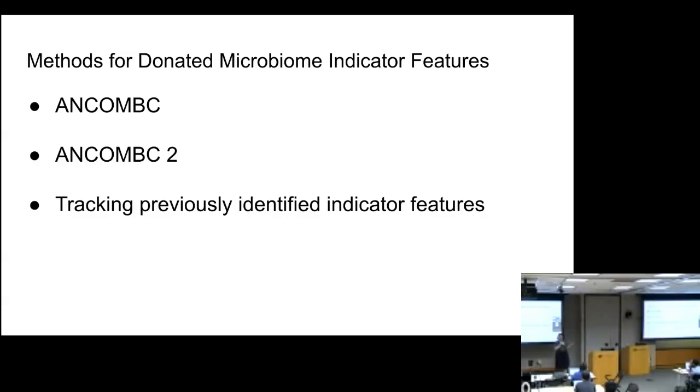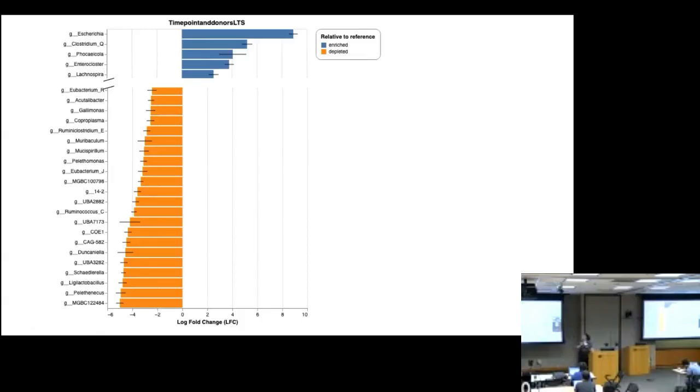But ANCOM-BC2, which hopefully will be in QIIME 2 soon, is able to handle repeated measures and should be able to look at this in a more holistic way. But I'll just be highlighting how we can look at ANCOM-BC right now. ANCOM-BC is a differential abundance method, which means we're looking at which microbes appear more in one group versus another. So here we're looking at our donor, which is called LTS in this study. And we're going to see what's enriched in our donor and depleted in our donor and be able to track that throughout our study.